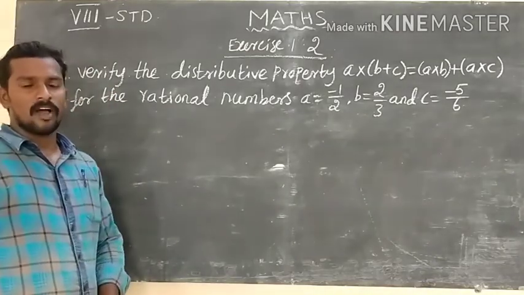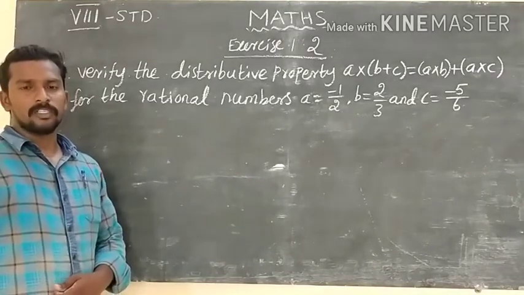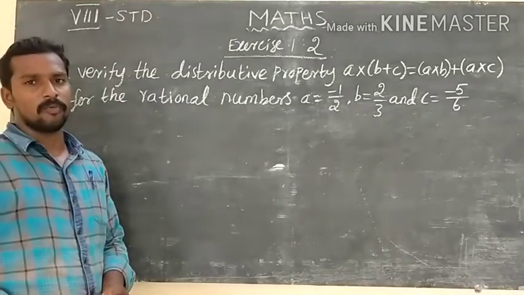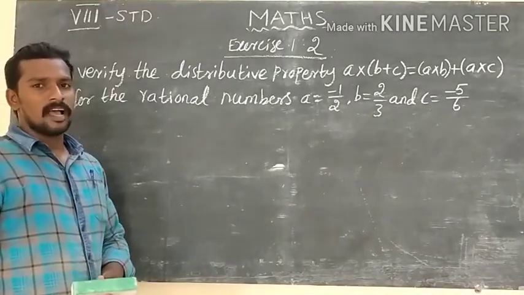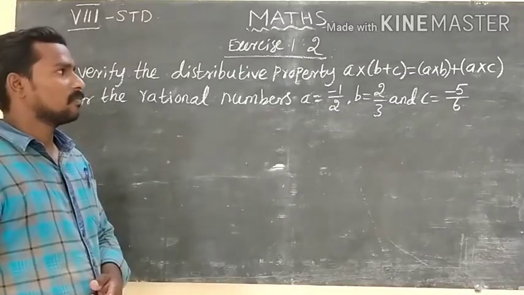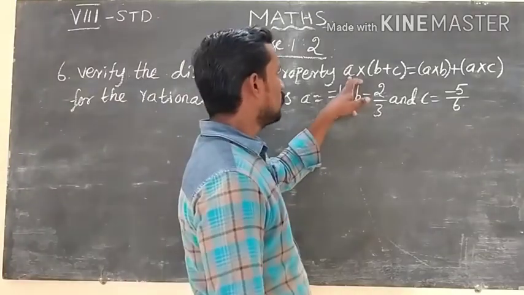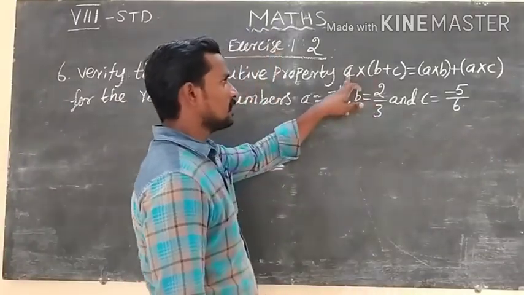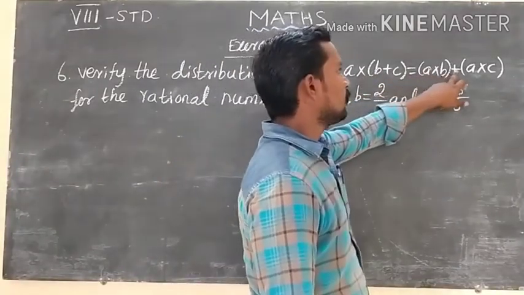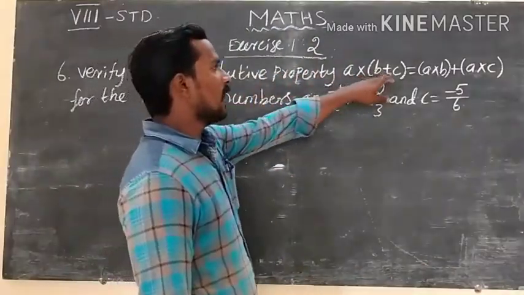Before we start, in the last class we discussed properties of rational numbers, especially the closure property, associative property, and commutative property. In this class, we are going to see the distributive property. For any three rational numbers a, b, c, the property is a into (b plus c) is equal to a into b plus a into c. This is the distributive property over addition.